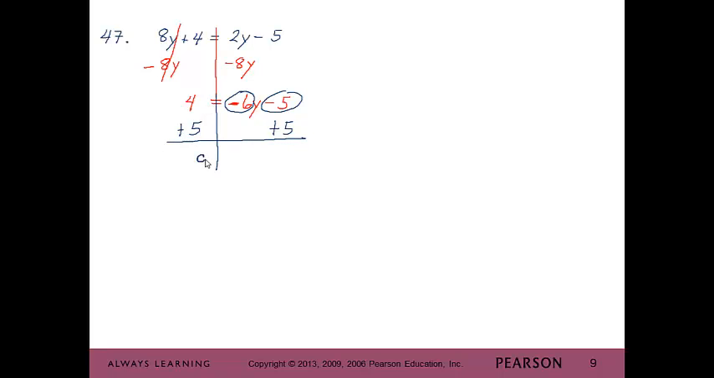So now we have 9 equals negative 6y. And then the last thing we're going to do is divide both sides by negative 6. Divide by negative 6. And we end up with y equals negative 3 over 2.